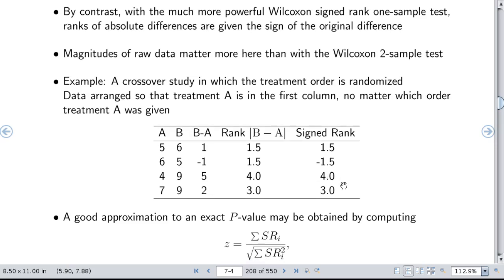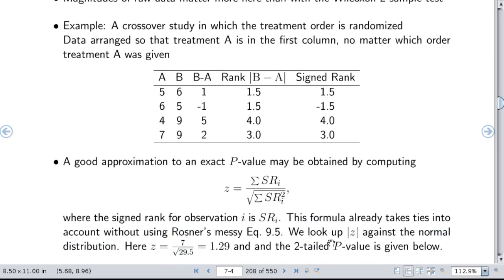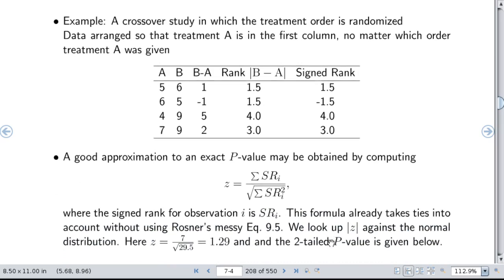Now, there's a very neat formula that gives you very accurate p-values without making special corrections for ties as you see in most textbooks, and that is to take the signed ranks and just add them up, and then just add up the squares of the signed ranks and take the square root of that sum and divide it into the sum of the signed ranks in the numerator. So that handles ties surprisingly well. And then you take the absolute value of that z statistic and look it up against the normal distribution.